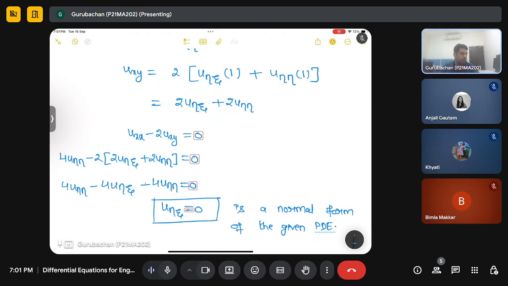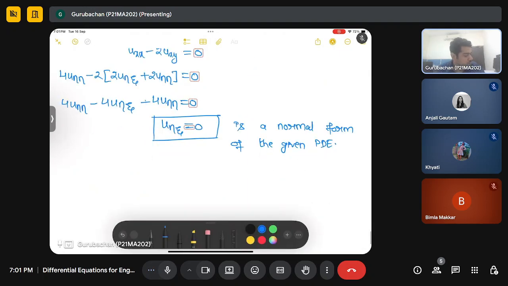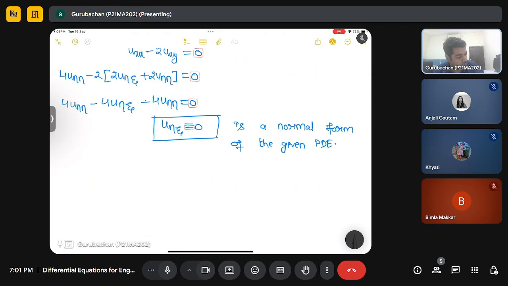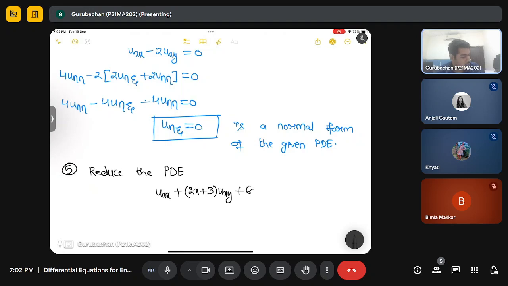So for that, let me write the next question. So in this we have to reduce the PDE, and the given PDE is uxx plus 2x plus 3 times uxy plus 6x uyy is equal to 0 into a normal form, or let me write it here for this time, canonical form.